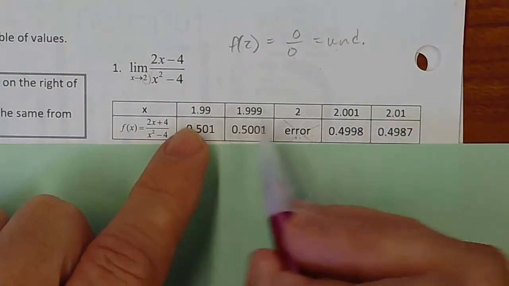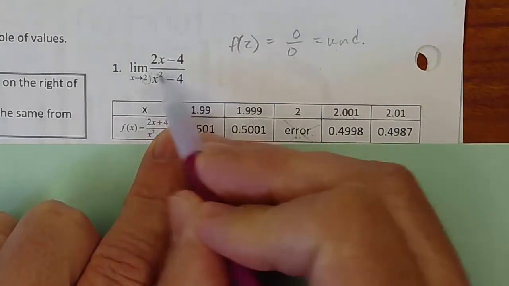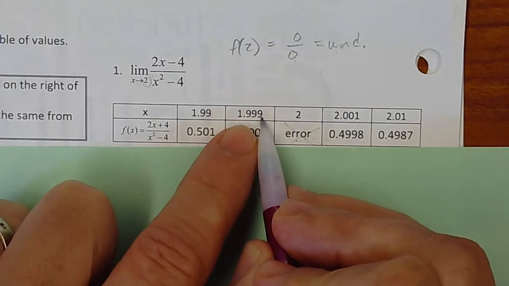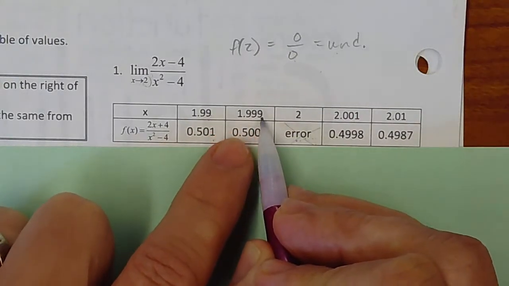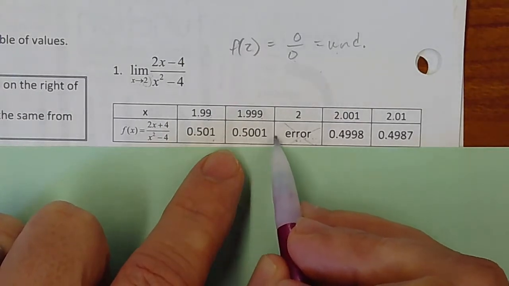Once you get used to this table. As x approaches 2 from the left, what's the value when we plug in 1.99? They give us that number of 0.501. Okay, even a number closer to 2, 1.999. What's the value? It's getting pretty close to just 1/2 or 0.5000, right?